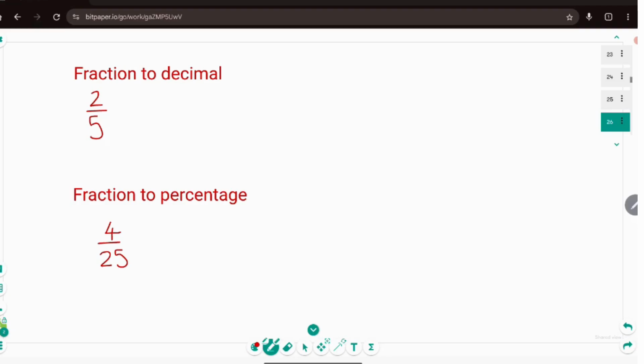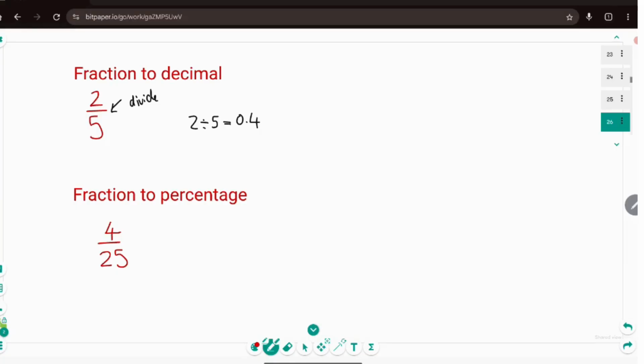Fraction to a decimal. I would just simply use my calculator here. That line here in maths means to divide. So on your calculator, if you do 2 divided by 5, you might need to format it into a decimal. You'll see it's 0.4. So we have converted a fraction to a decimal.